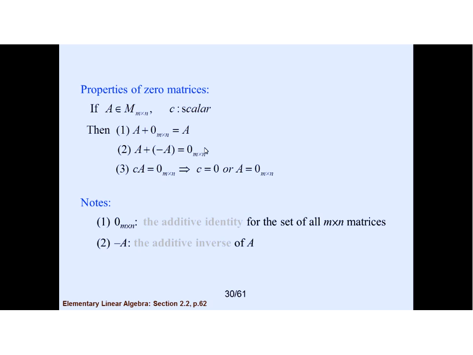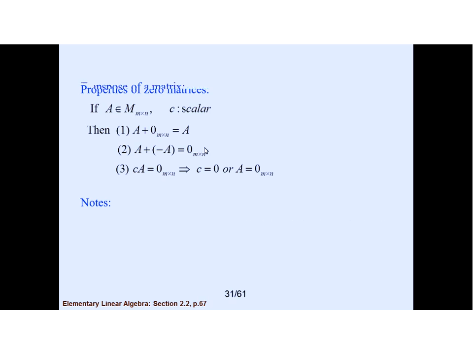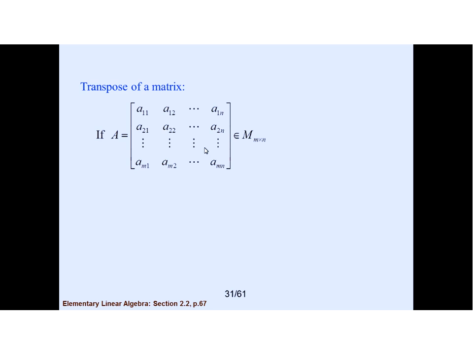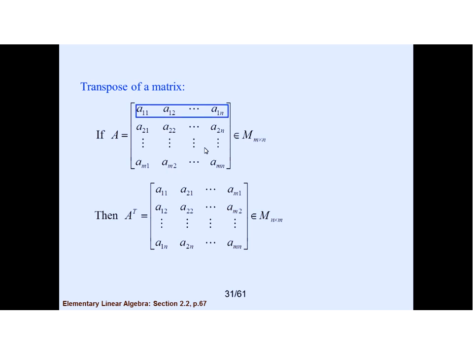The zero matrix of size m cross n is the additive identity for the set of m cross n matrices, and minus A is the additive inverse of A. Now the transpose of a matrix: if we have a matrix and we want to find its transpose, rows become columns and columns become rows. It is called the transpose of the matrix.